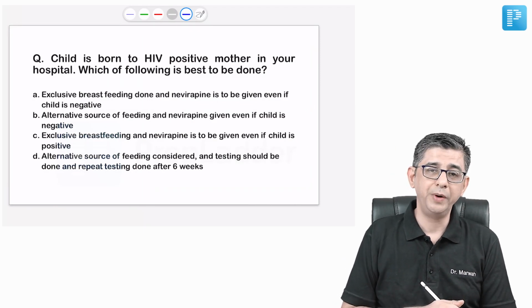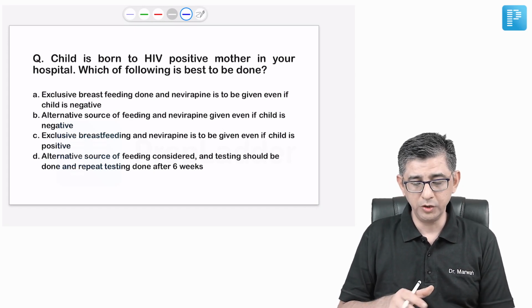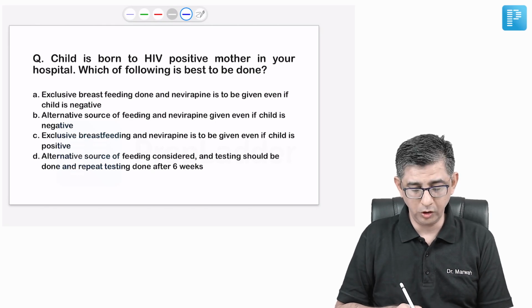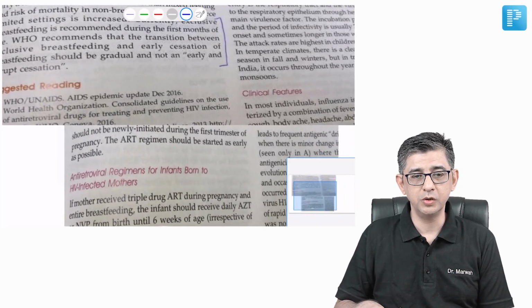The next question has a pediatric overlap. As I said, traditional general medicine was lesser. The child is born to a HIV positive mother in a hospital. Which of the following is best to be done? Now, I'll show you references before we come back to the options in this case. The references are from OPGI only, so I'll just zoom it in.